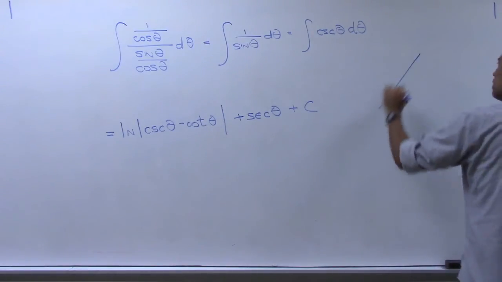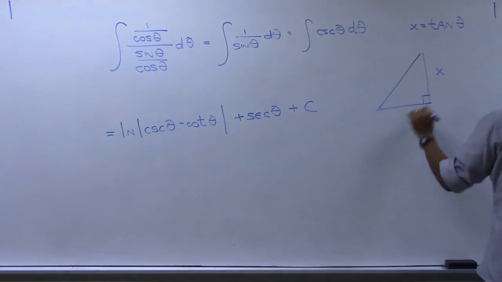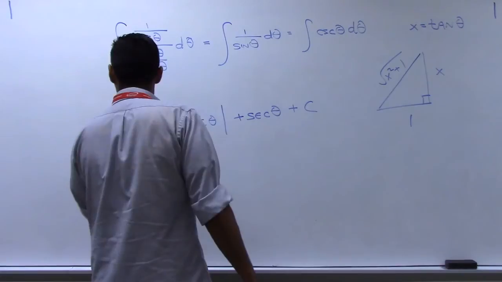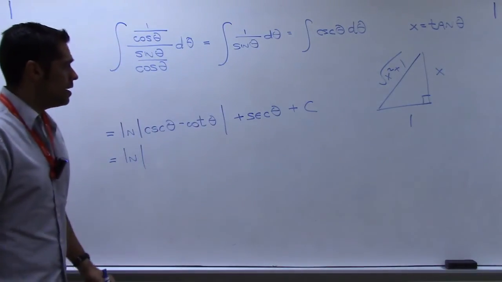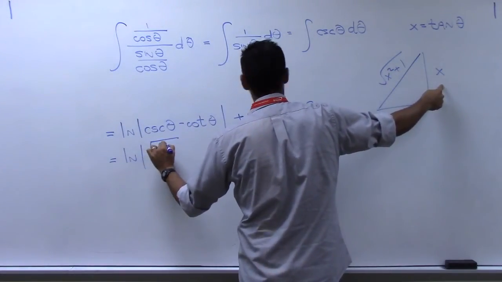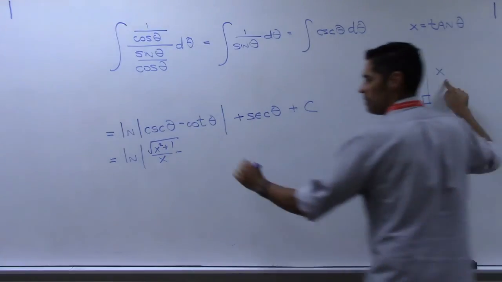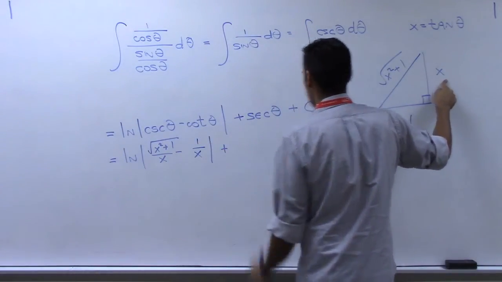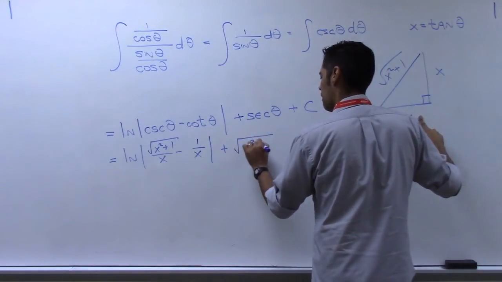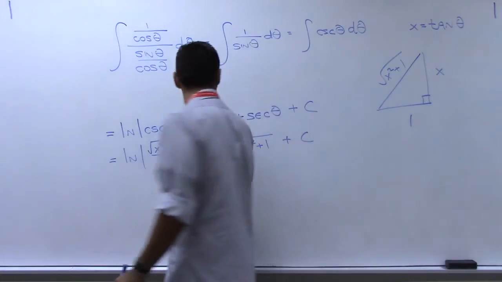So we get a reference triangle. And that's built off of this. X was tan theta. So that's x, that's 1. That's square root of x squared plus 1. And so I fill all this in. Natural log, okay, cosecant theta is the reciprocal of sine. So it's root x squared plus 1 over x, minus cotangent theta, which is the reciprocal of tangent, so it's 1 over x, plus secant theta, which is the reciprocal of cosine, so it's this over this, and plus c. You could put these together with a common denominator. Since they have a common denominator, you can put them together, and that should be it.